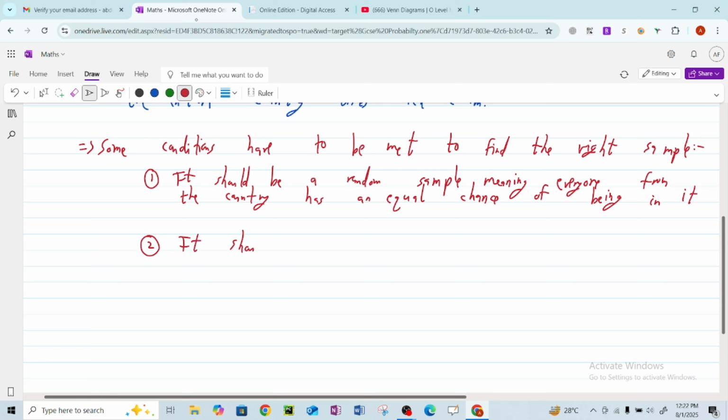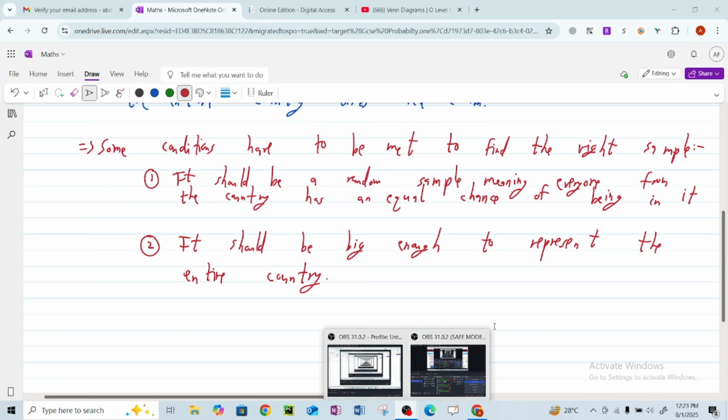Secondly, it should be big enough to represent the entire country. Okay, so you cannot take, let's say, 10 people from the entire country and say, okay, now this is the representation of the entire country. No, because that's too little. You can't take, let's say, 10,000 because in the country you have millions of people. Okay, that's why you have to take a ratio according to that.